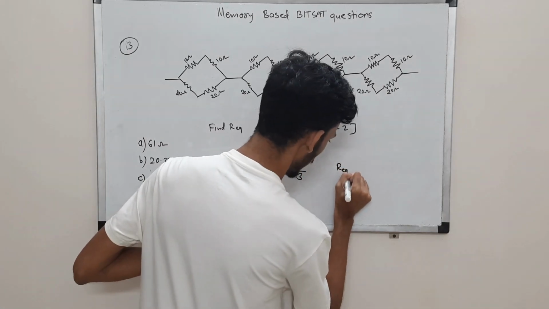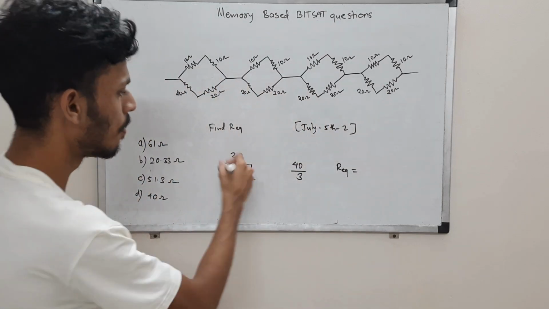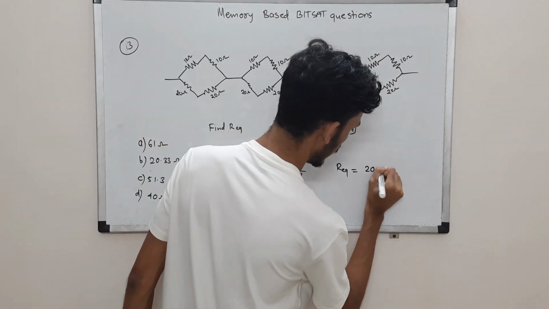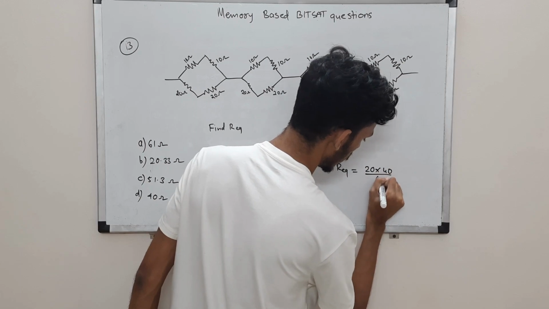If you want to verify that, R equivalent over here is product upon sum, right? So 20 into 40 divided by 20 plus 40, that is 60.